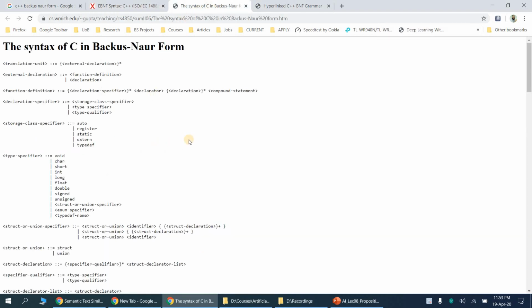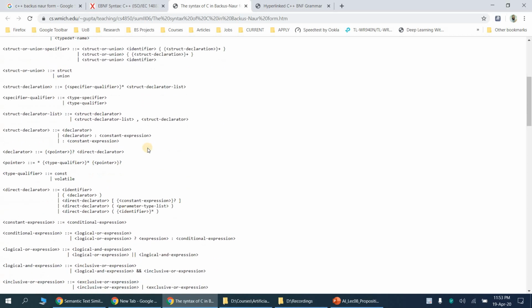Let me check some other. Yeah, this one is more clear. So here it is given, for example, type specifier. It shows what types are allowed in this language. The types allowed can be void, meaning nothing, or a character, or a short, or integer, or long, or float. These are all the things that are allowed in this language. So there is an or symbol. This pipe, this line over here, means or: void or character or short. Any of the values can be used out of these values. So this is how the language is defined, and there are so many things in this language.